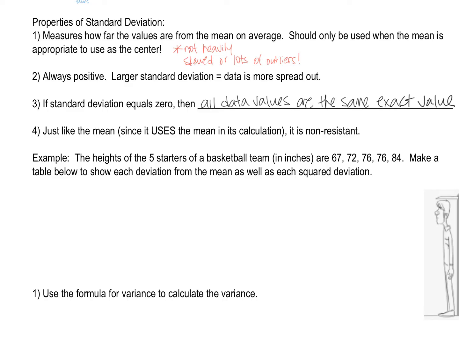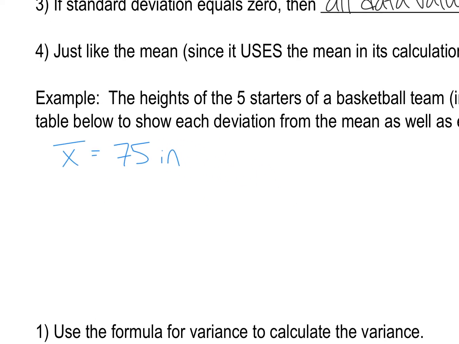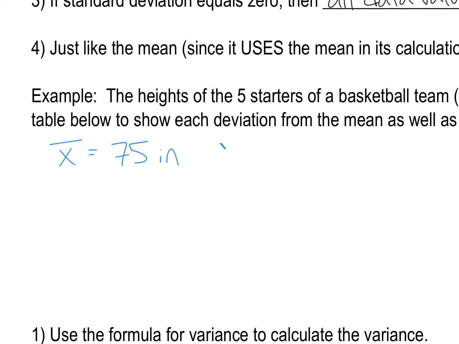So the first thing I need to do is calculate the mean. Remember, X bar is the symbol for that. You can use your calculator to verify this, but the mean of these 5 players on the basketball team is 75 inches. And so the first thing I have to do is make a table. I have all my different X values, and what I need to do is subtract those from the mean. So that's what I'm going to do first.